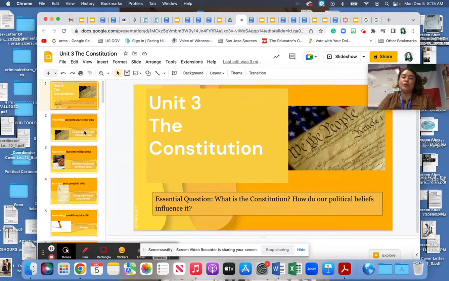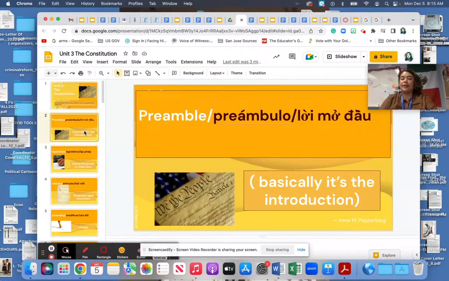Now, moving forward, these are our 4 vocabulary words. First one is preamble. Basically, it's the introduction of the Constitution. Every essay has an introduction, every book has an introduction, so does the Constitution. The Constitution is a big paper, which basically is a contract. A contract to let people know, hey, this is what we want, this is how we want our country to run. So therefore, in order to introduce that, they have the preamble.